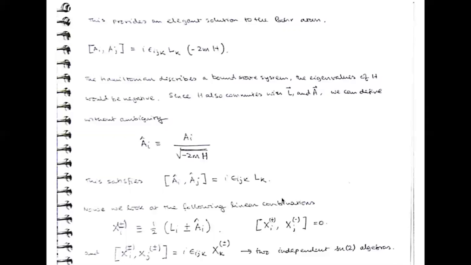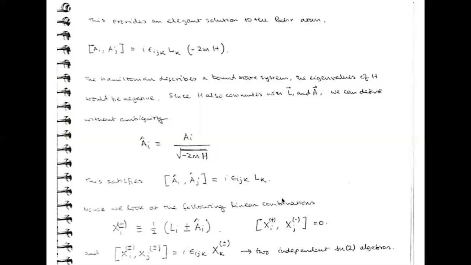And so what you do is you start off by computing the commutator of AI with Aj, and that is a result which is in a simple form like this. So this gives you epsilon ijk lk, and it also gives you minus twice mh.